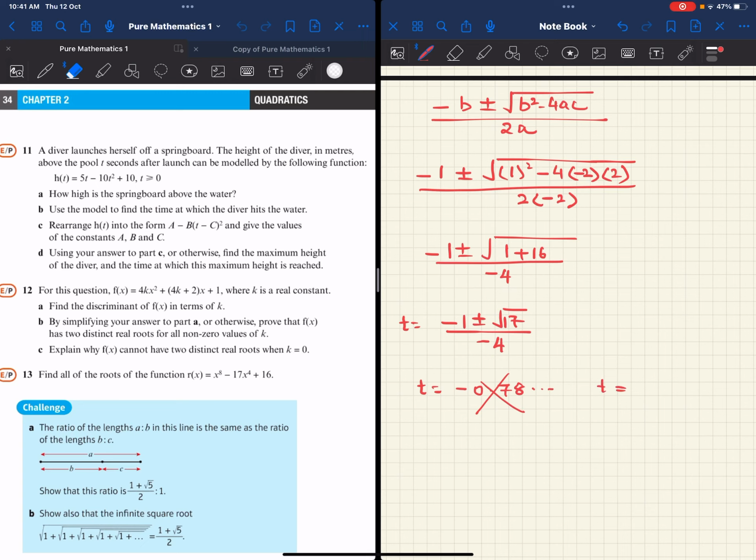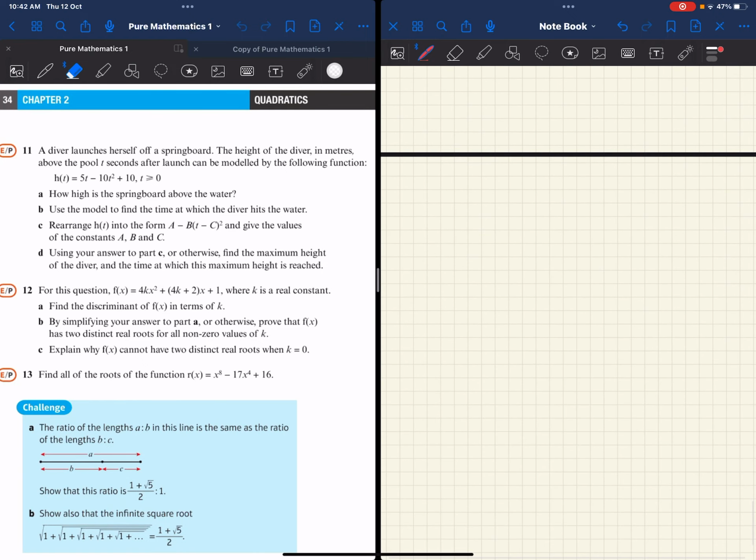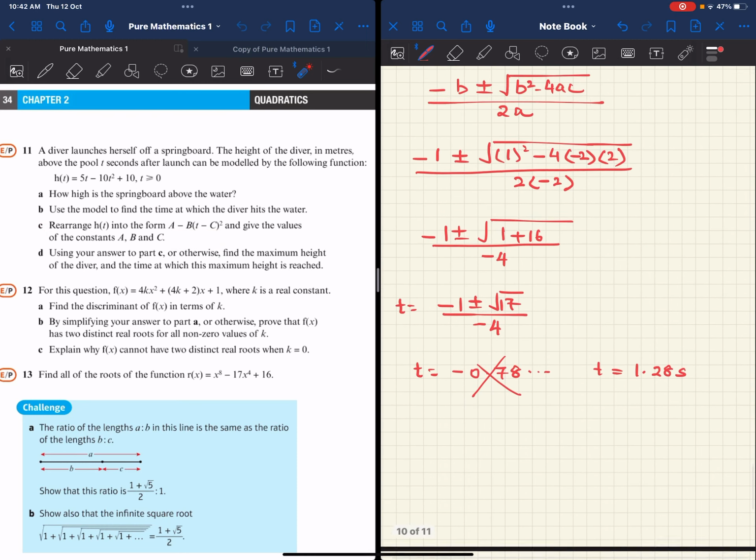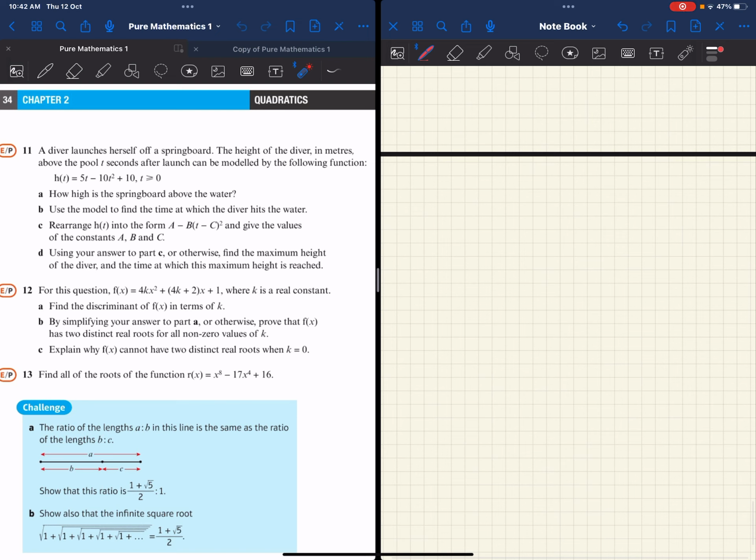We can find the other value, minus 1 minus the square root of 17, all divided by negative 4. And this gives us 1.28 seconds. So that answers part B. Moving on to part C, we need to rearrange it in the form of completing the square. So this is the required format, which is of the completing square. So let's write the equation for part C.